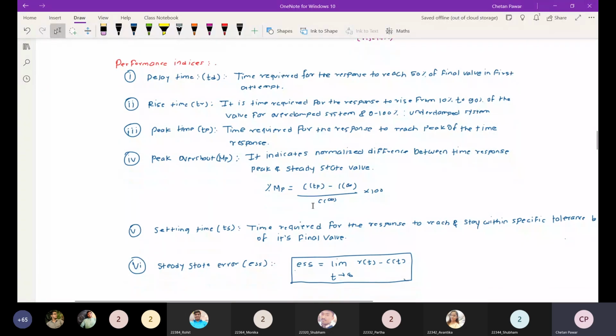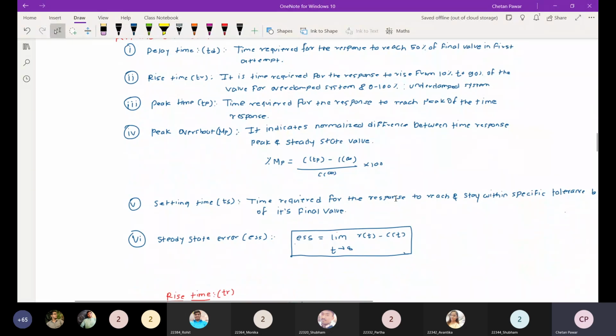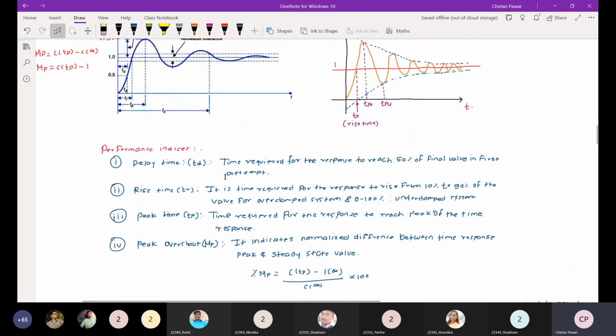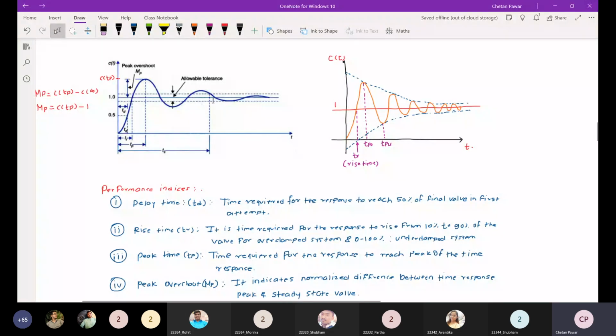Okay. And then there is a concept called settling time. All of you know what is meant by settling time: the time required for the response to reach and stay within a specific tolerance band of its final value. Here you can see the dotted line shows the tolerance band, and generally in a practical system, the system will reach steady state within 5 time constants. Ideally, at t tends to infinity, the system response will reach the steady state.